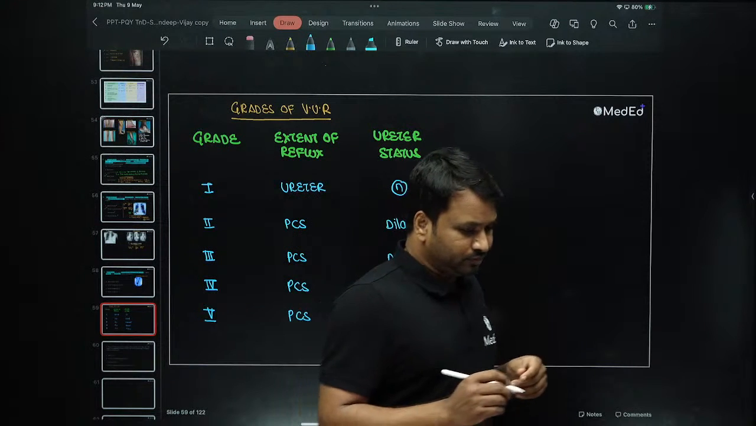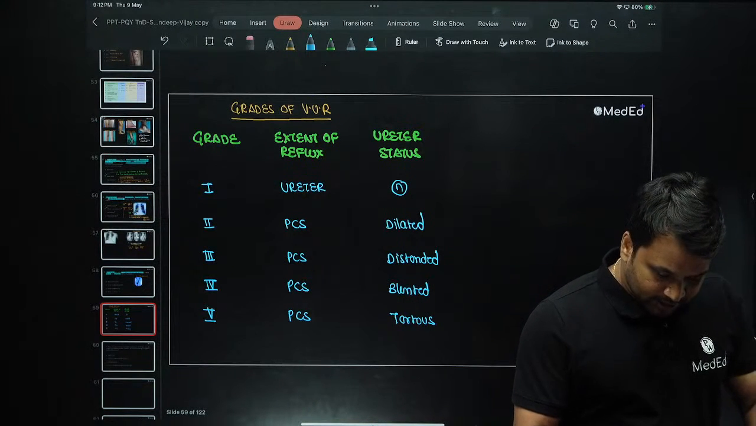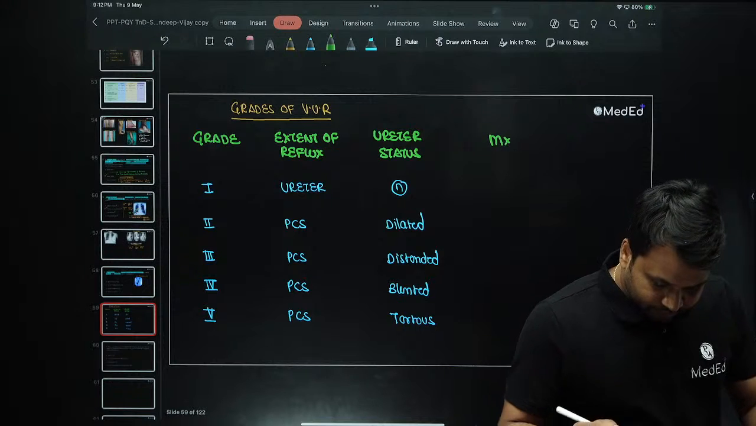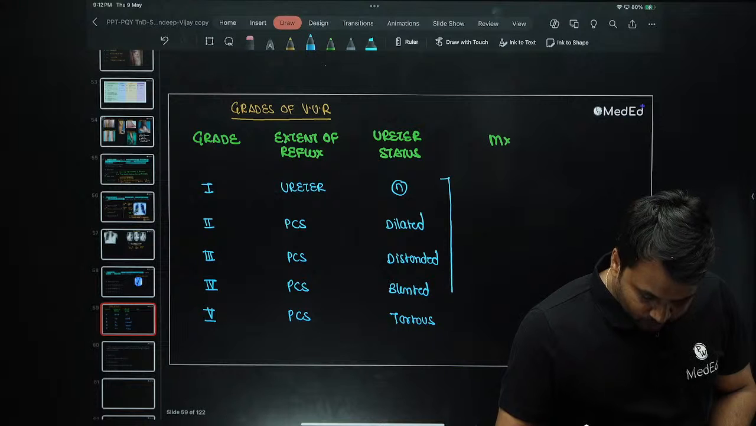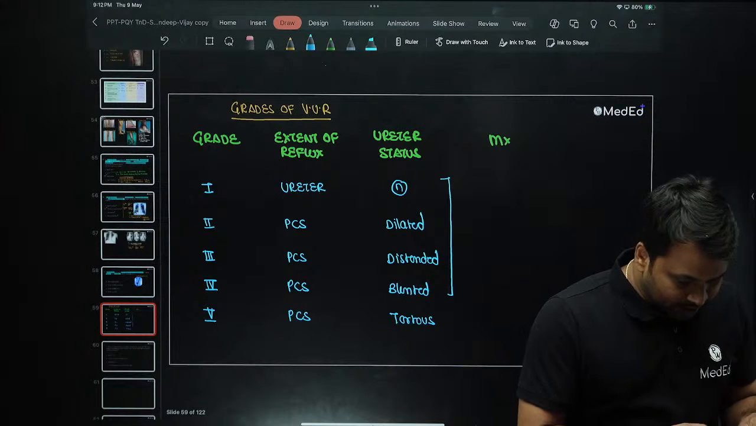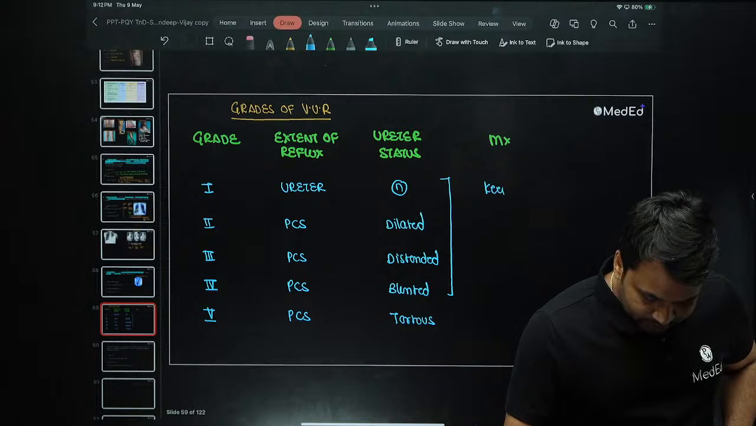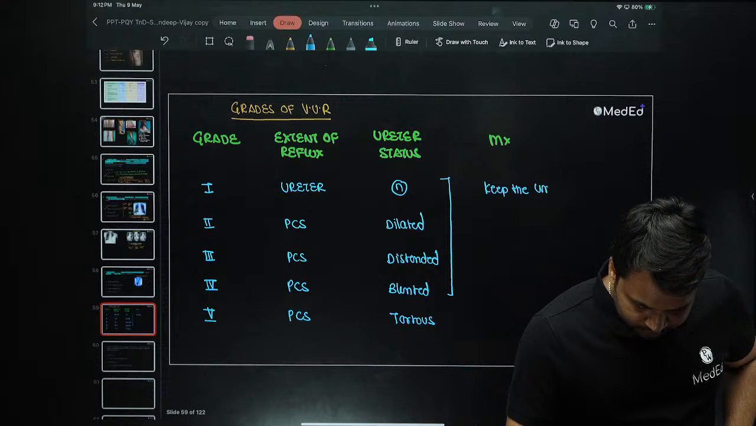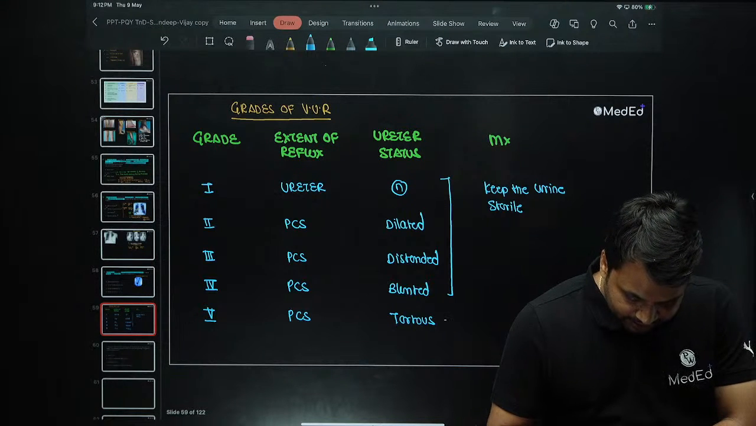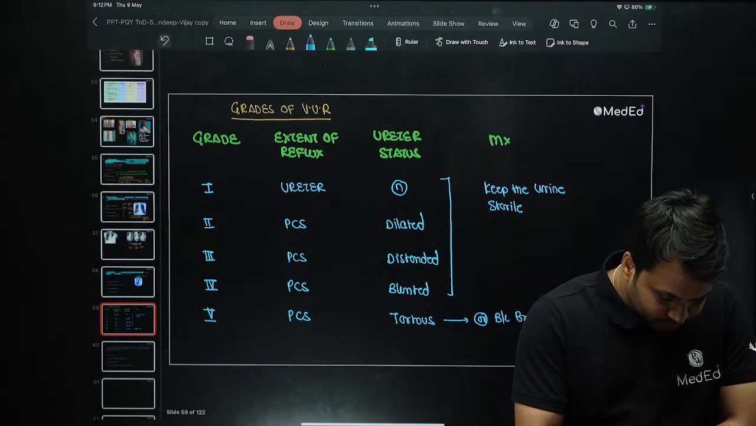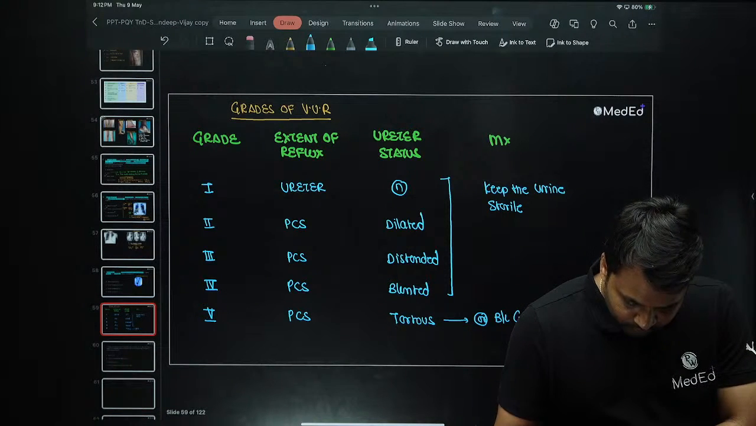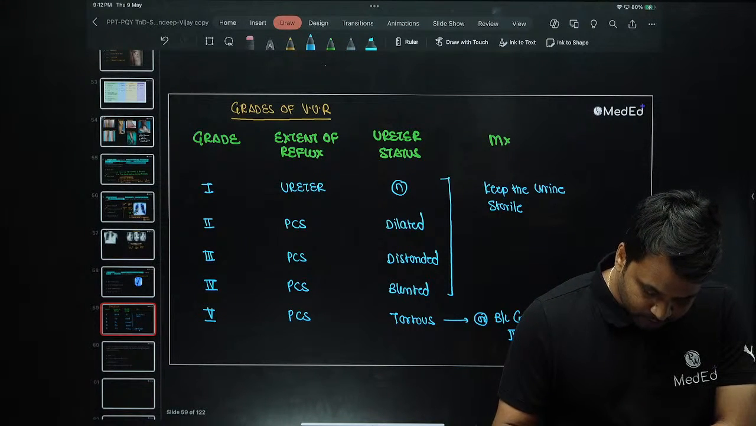Now, if you add management to this, we say grade 1 to grade 4 are called low grade. So here the objective is to keep the urine sterile, and it resolves. If it is grade 5 or bilateral grade 4, for these patients you will go with surgery.